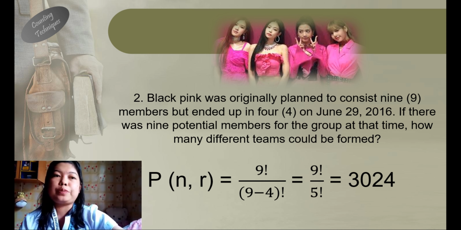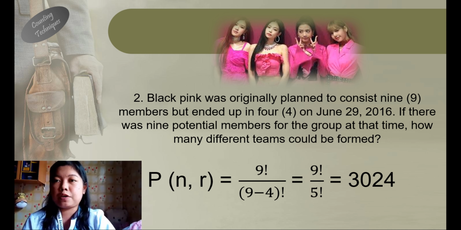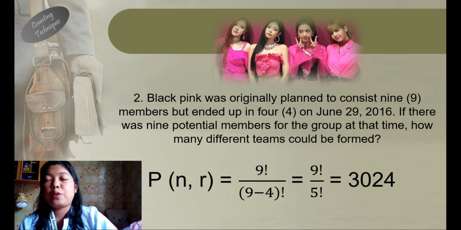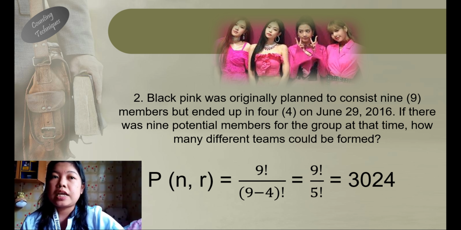Sample problem number 2. Blackpink was originally planned to consist of 9 members but ended up with 4 on June 29, 2016. If there were 9 potential members for the group at the time, how many different teams could be formed? For this problem, we can use the formula of permutations of n objects taken R at a time, which is P sub n and R is equal to n factorial all over the quantity of n minus R factorial. So, our n is equal to 9 and our R is equal to 4.